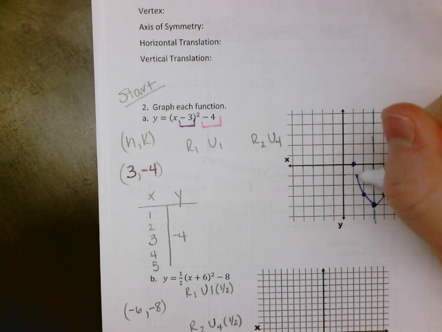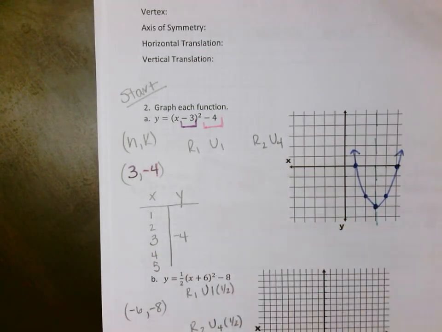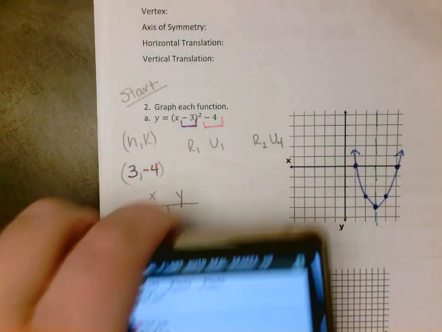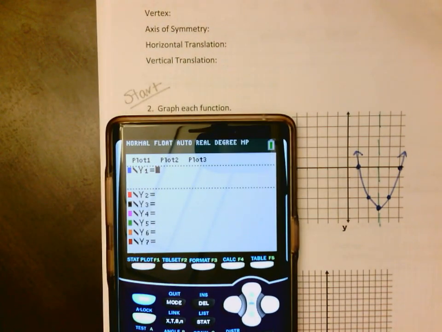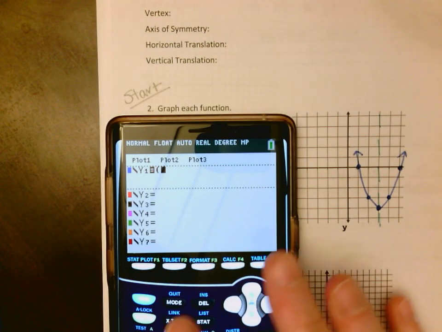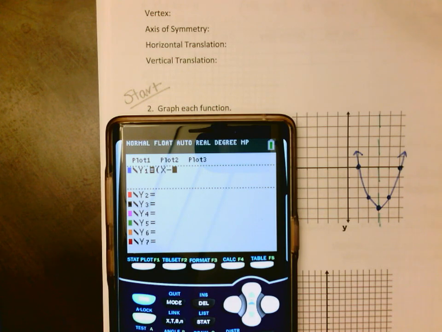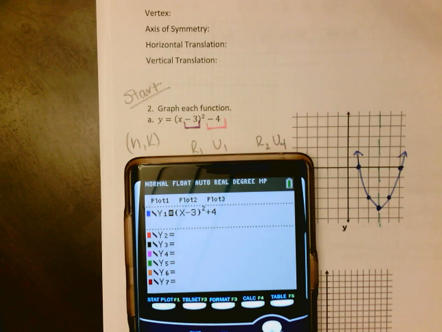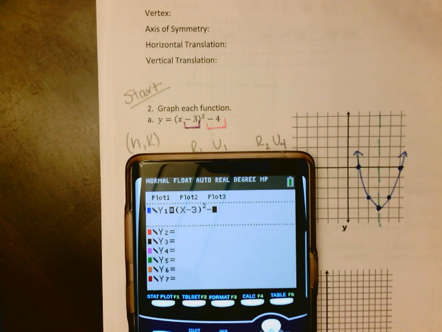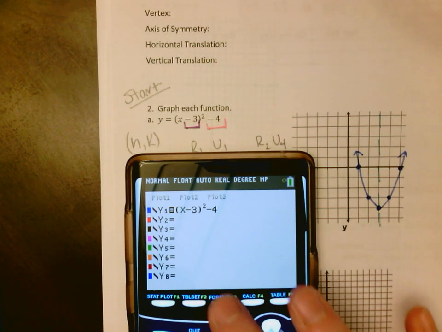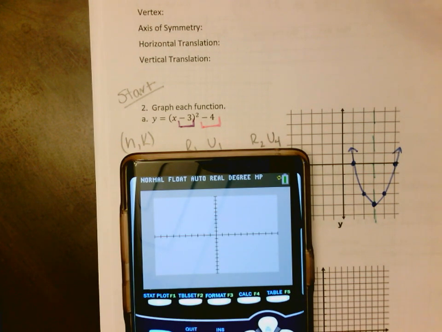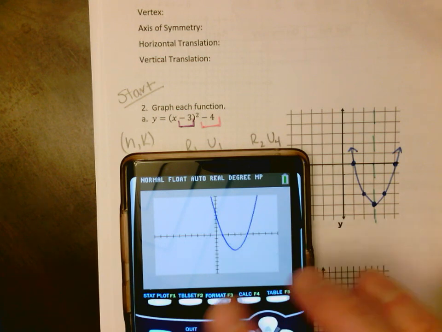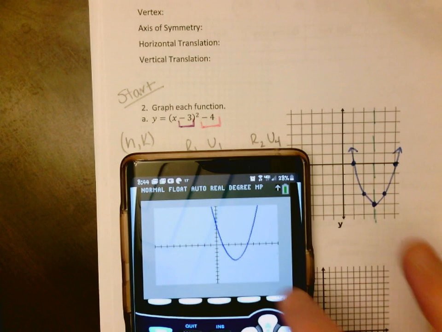Now, if you don't like to do the rules right 1, up 1, right 2, up 4, in your calculator, please bear with me, it's going to be off my phone. Parenthesis, x minus 3 squared plus 4. Type it in exactly as you see it. Oops, sorry, it's a minus 4. Hit enter. And I'm going to go zoom 6 because I don't know what my window is set for this. Okay. If I go second table, whoops.